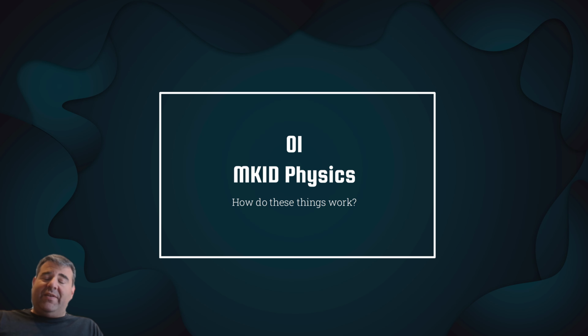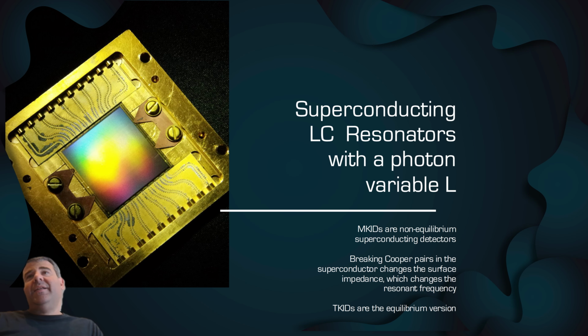So first, what is an MKID and how do these things work? An MKID is a superconducting detector. That means it can count single photons and tell you their energy. We do this by using a superconductor. What we do is we make a little LC oscillator. This is a simple harmonic oscillator. You can think of it as the electrical equivalent of hanging a mass on a spring.